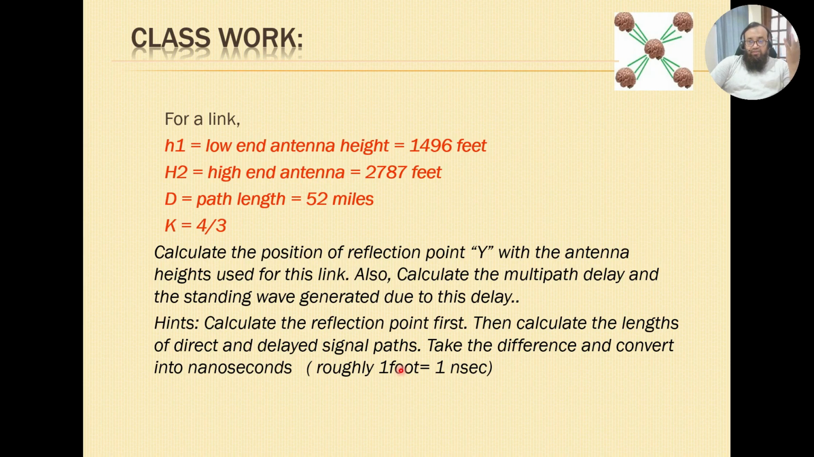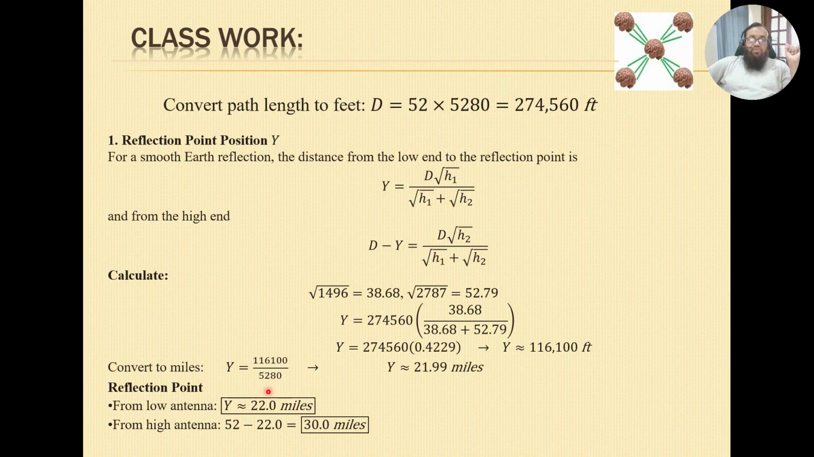So let's go into a bit of math, because knowing a bit of math is not bad. What we'll do first, we will convert the main path into feet, because most of the things we have are in feet. As 1 mile is almost 5280 feet, and our link is 52 miles, we will have 274,560 feet.